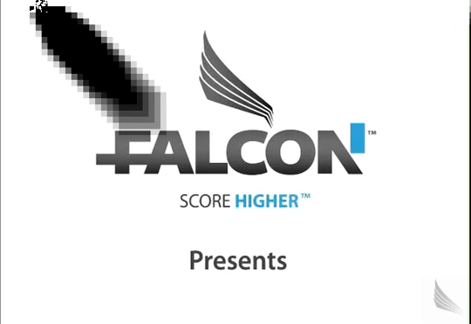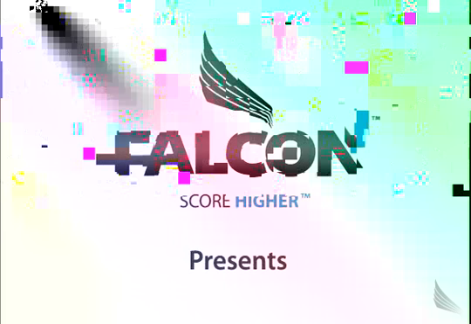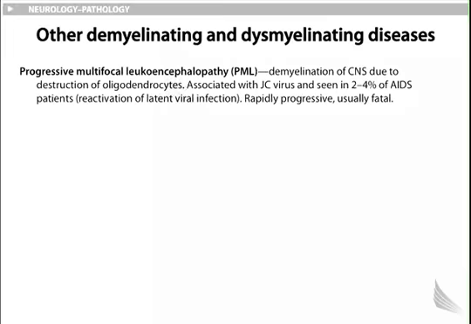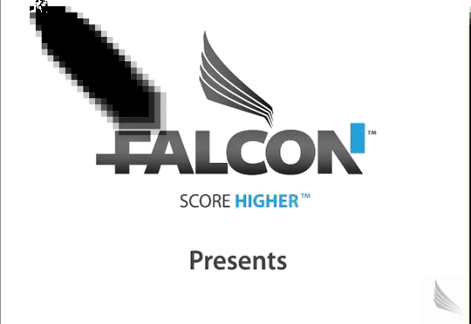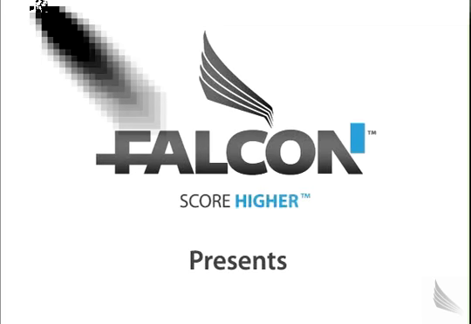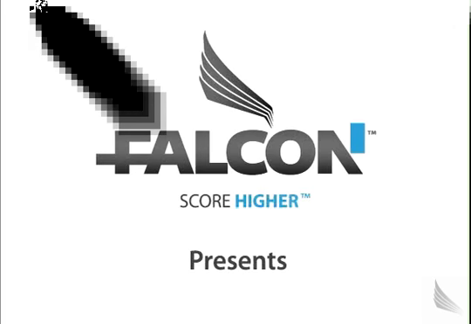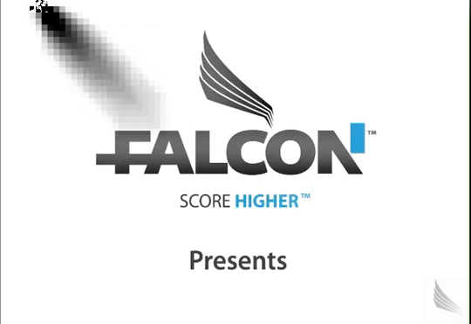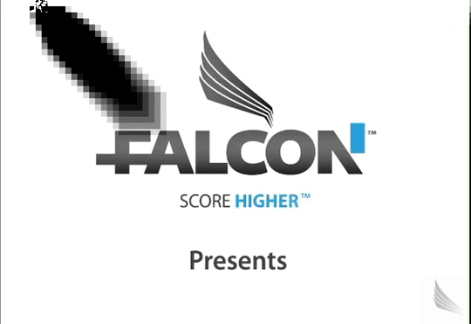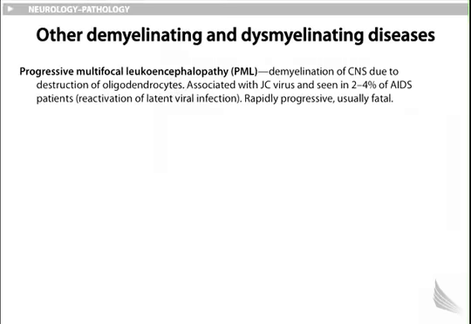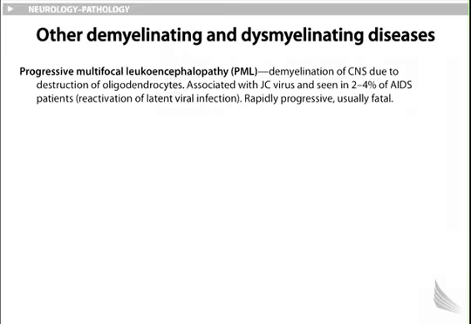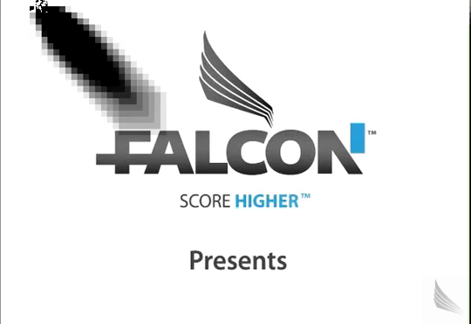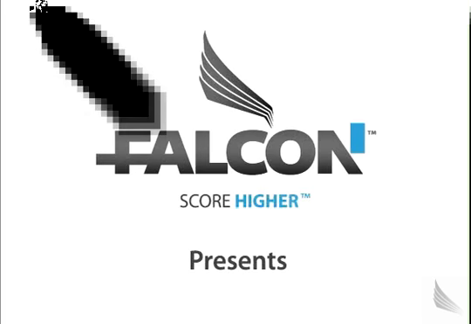There are other diseases of myelin as well. For example, progressive multifocal leukoencephalopathy, or PML, is demyelination of the CNS due to destruction of oligodendrocytes. This is associated with reactivation of the JC virus and is seen in about 2 to 4% of patients with AIDS. This is a latent viral infection that infects a large percentage of the population and becomes reactivated in the setting of immunosuppression. This disease is rapidly progressive and usually fatal.